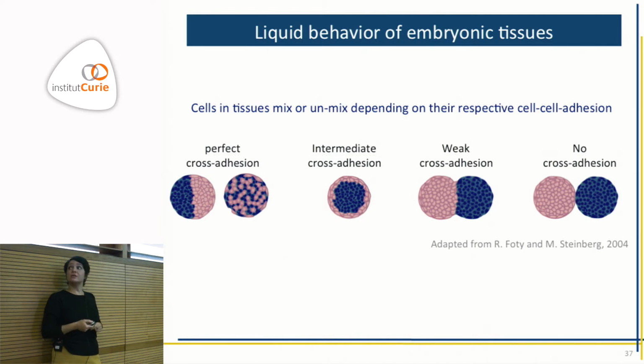Sometimes your cells don't adhere to each other. In this case, you have what we call a weak adhesion. So your tissue at the end will stay like this, or won't adhere at all to each other. So this already gives you an indication of the adhesivity of the cells to each other.